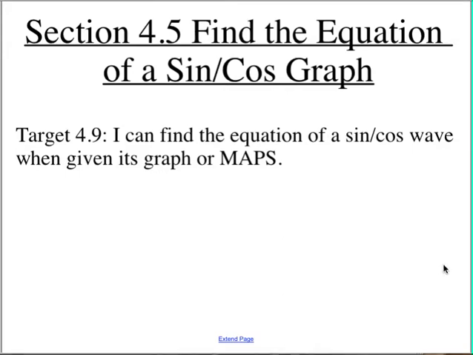This video is going to cover section 4.5, finding the equation of a sine or a cosine graph. And the target is that you should be able to write an equation of a sine or a cosine wave when you're given the graph or when you're given the MAPS, or the middle, amplitude, period, and shift.